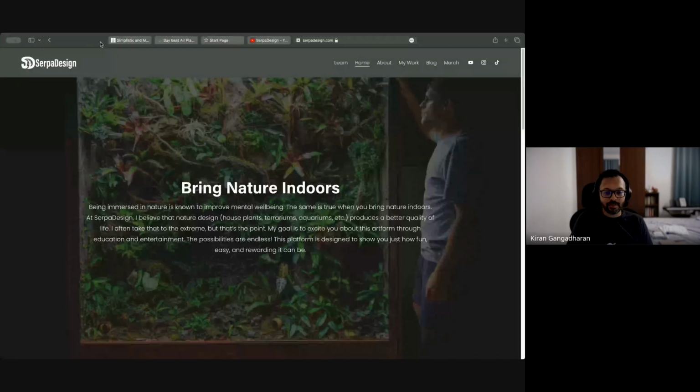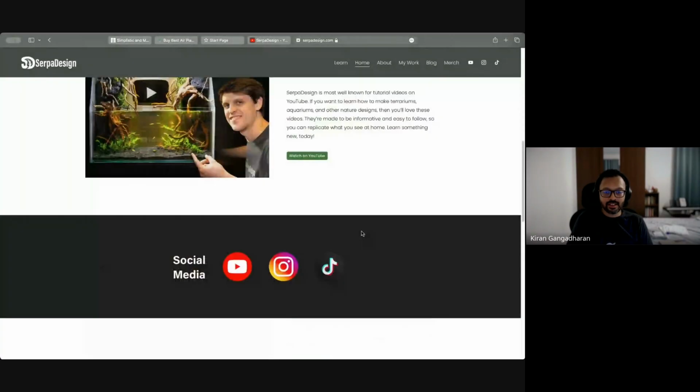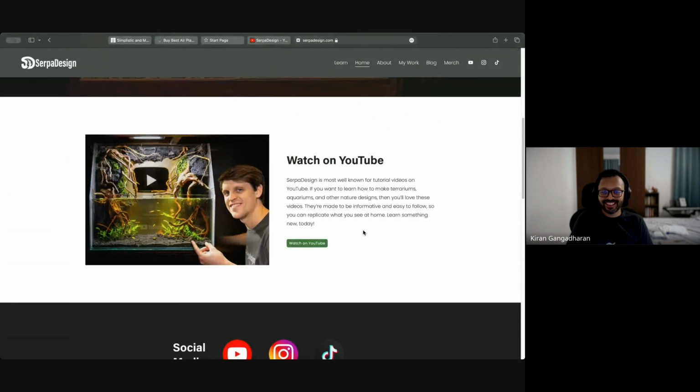I don't know if you guys have heard of Serpa Design. I'll just show this. This is only for if you like spending time looking at stuff that you know you will never build. He figures out different ways to build these kinds of setups. So this is a paludarium, because it's not fully covered in water.